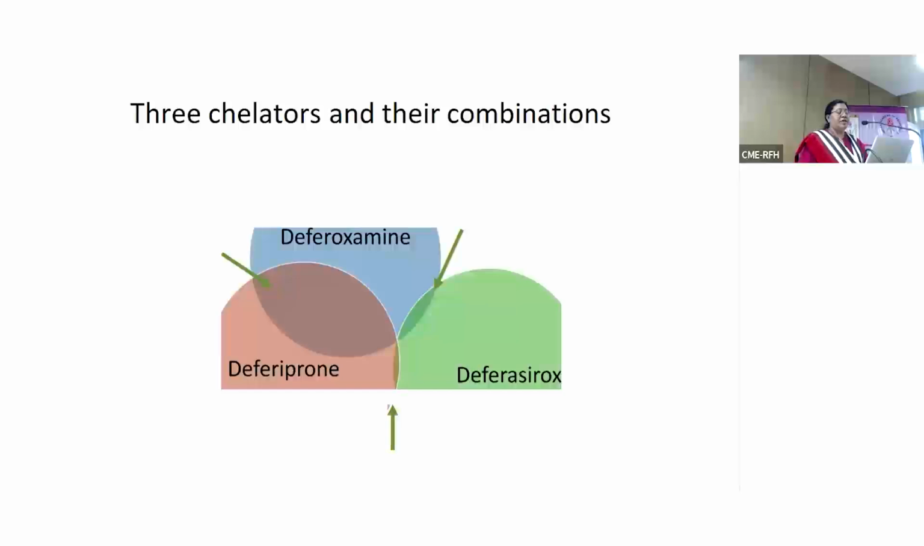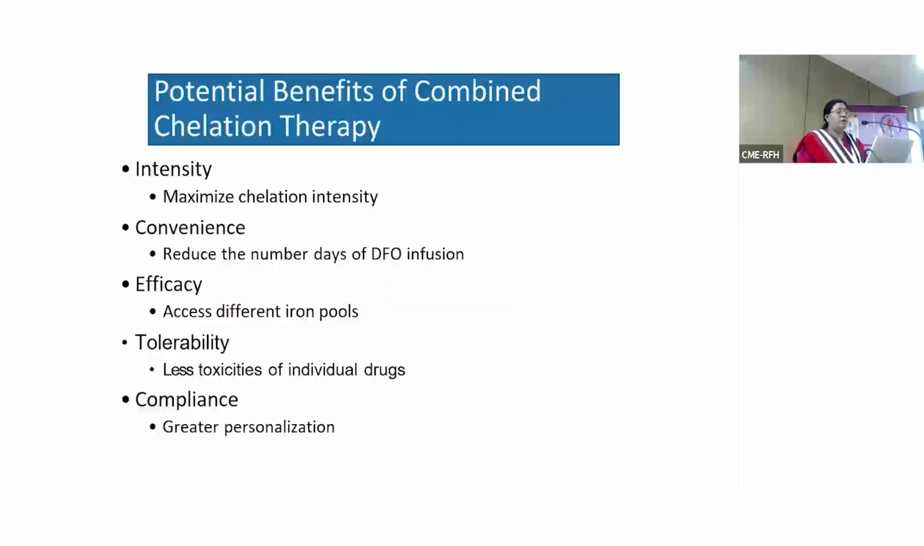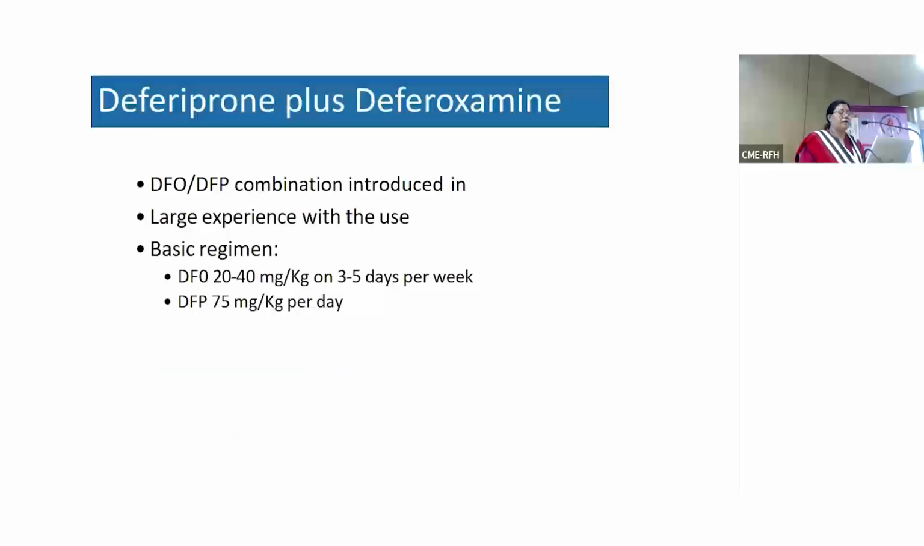So these three iron chelators have to be used in combinations. But why do we have to use them? We all know intensity: it is more convenient, it is efficient, the tolerance is improved, and the compliance is better. We are using more than two chelators, and the mechanism of action is also different. So it is better that we use a combination therapy rather than a single drug.